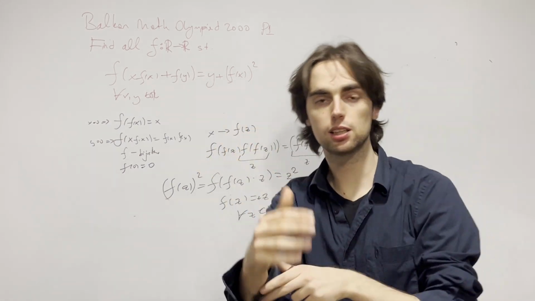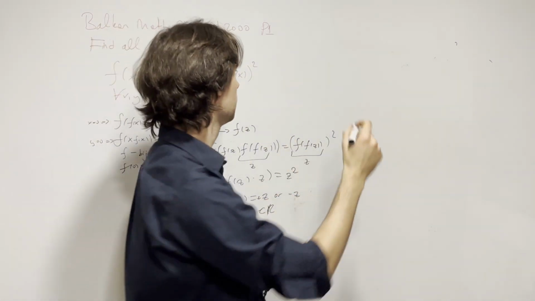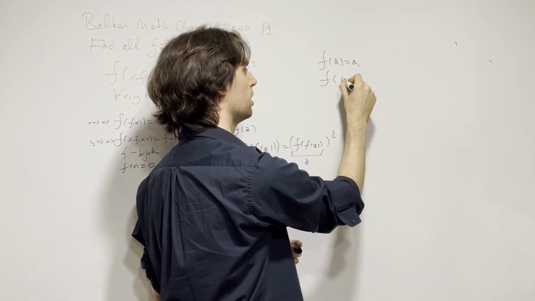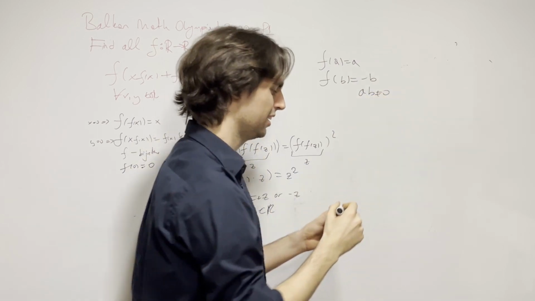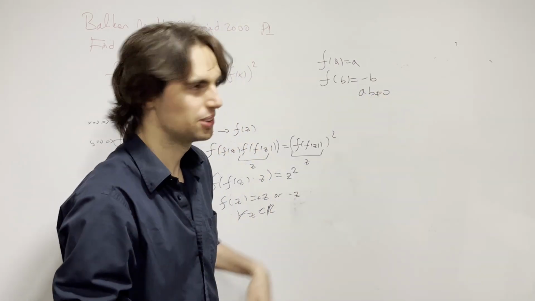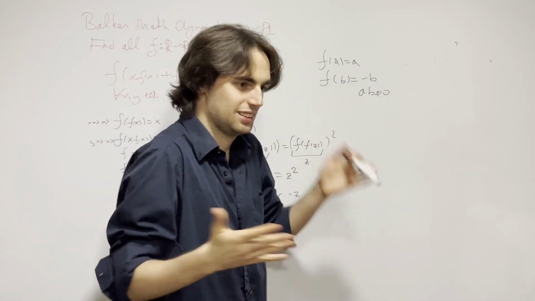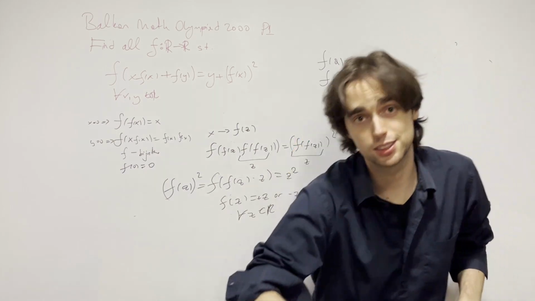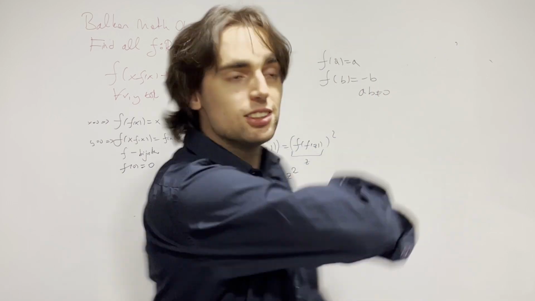And how do we check that this is not the case? Well, let's assume that there is some a and b such that f of a is equal to a and f of b is equal to minus b, such that a times b isn't 0. Because we don't want the 0 messing us up here. 0 is both plus 0 and minus 0. It's 0 all the way down. So with this in mind, I invite you to pause for another 10 minutes and try to push the problem further. And here's the next step.